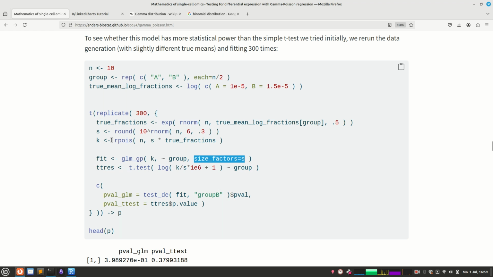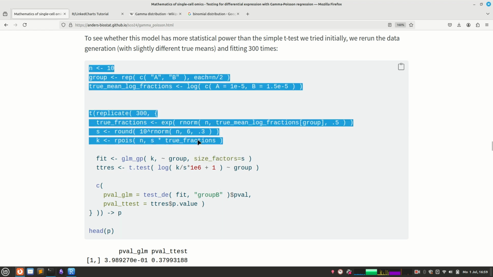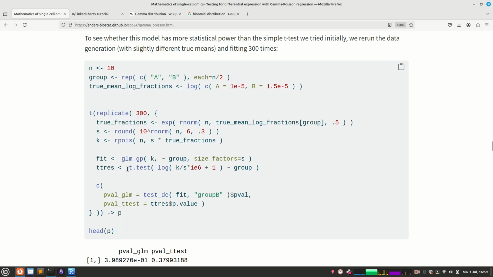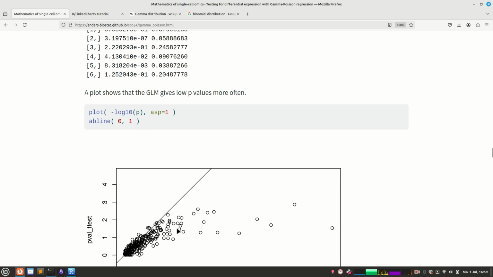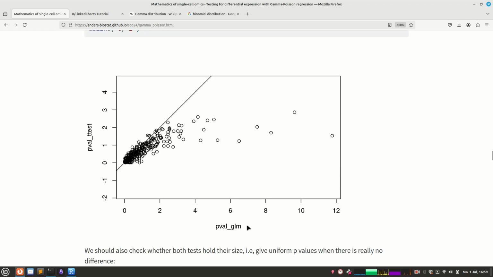And I try this here by using my code where I simulate data and I let this run 300 times, and each time I run a t-test and I run the GLM-GP, and then I get out here the p-values which I get from either of the two. And as you can see, the p-value that I get from the GLM can get much lower than the p-value that I get from the t-test, which means that the GLM has higher statistical power than the t-test.